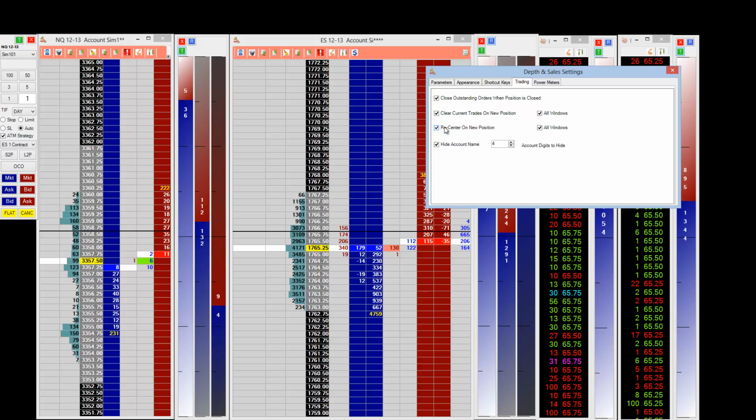The other thing we've got is recenter on new position, which means when I enter a new position, it's going to actually recenter this dome so my trade is in the middle. Okay, and all windows again will do the same over here.